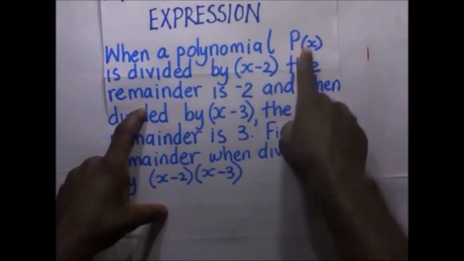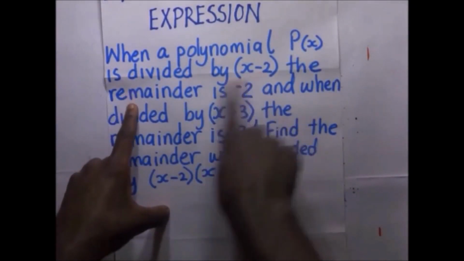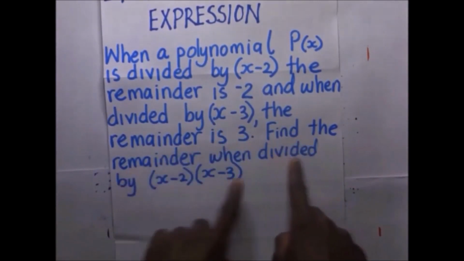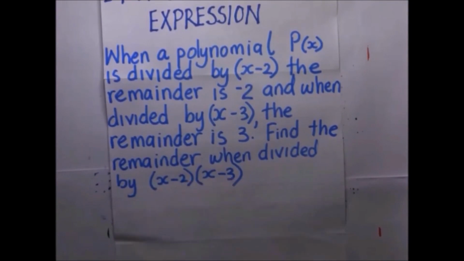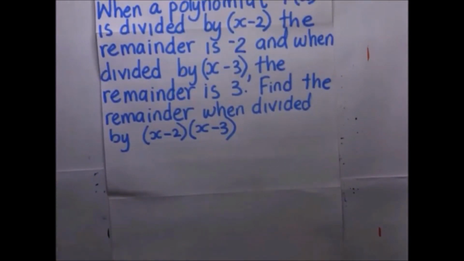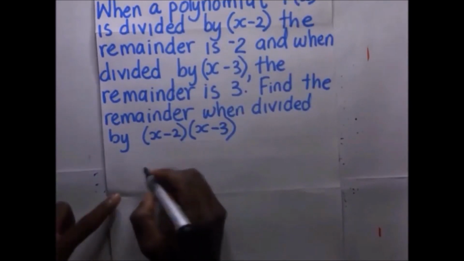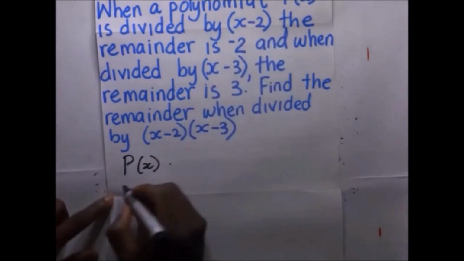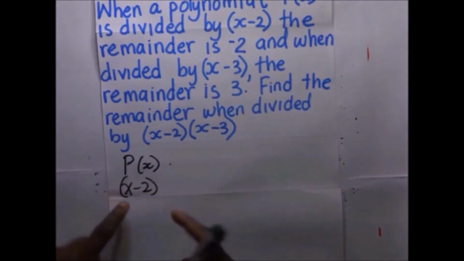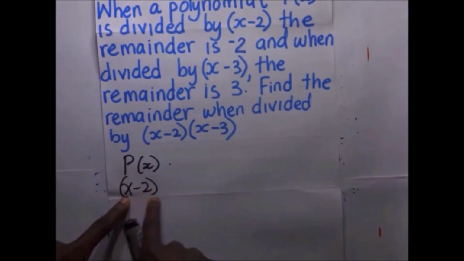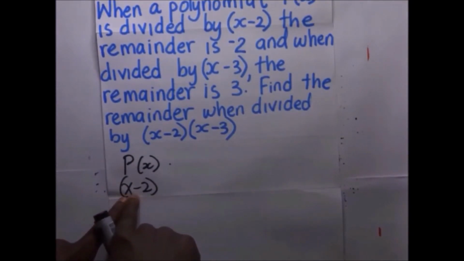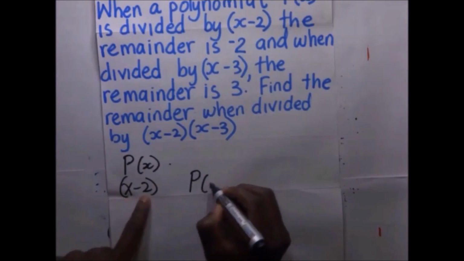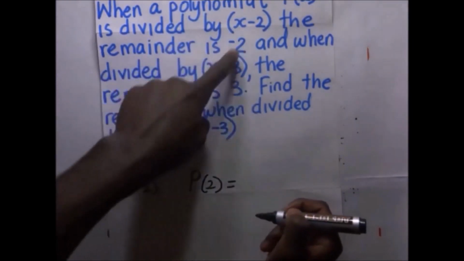When the polynomial p of x is divided by x minus 2, the remainder is -2. And when it's divided by x minus 3, the remainder is 3. Find the remainder when it is divided by that. Okay, so we begin. The polynomial first of all is p of x. Now when it's divided by x minus 2, it means that the value of x is going to be 2, because x minus 2 equals 0. So p when the value of x is 2 is going to be equal to the remainder. What's the remainder? -2.